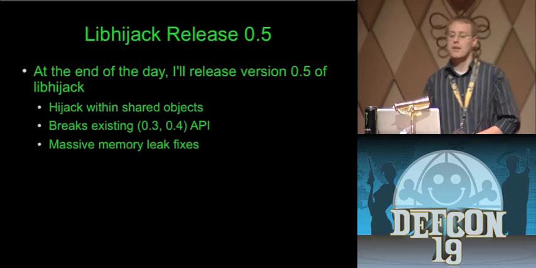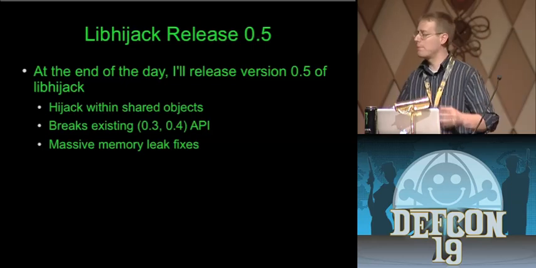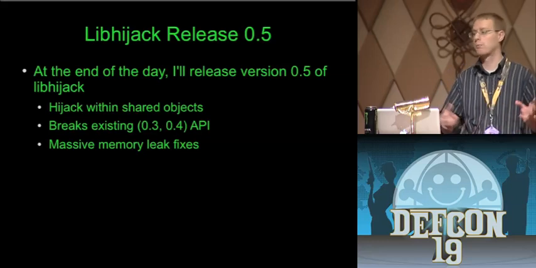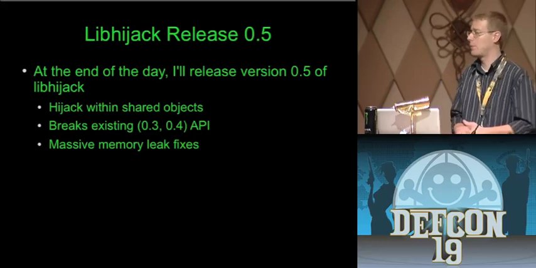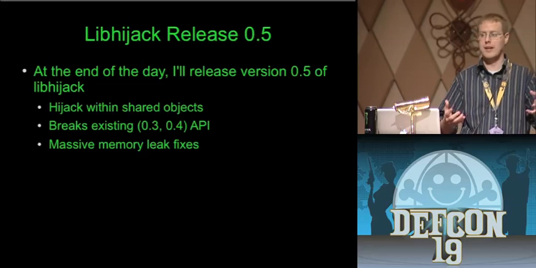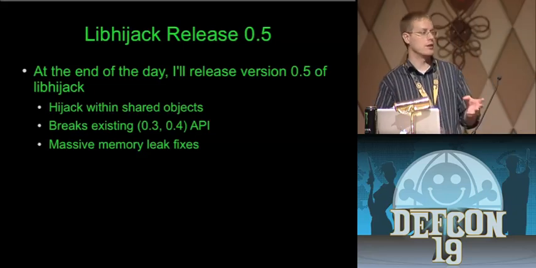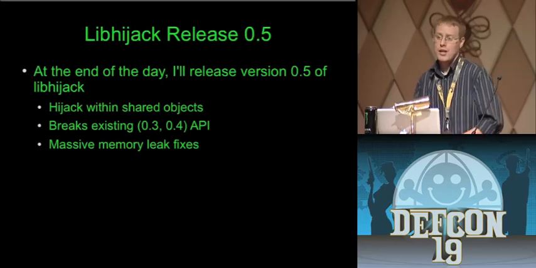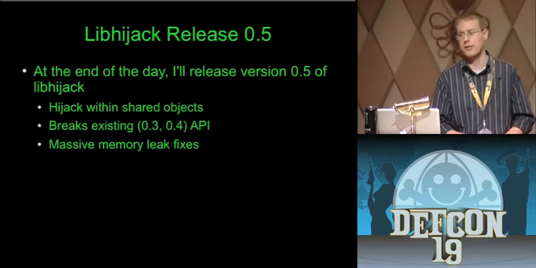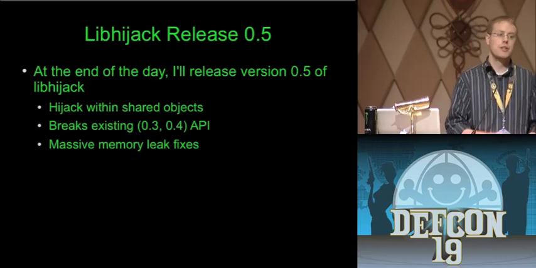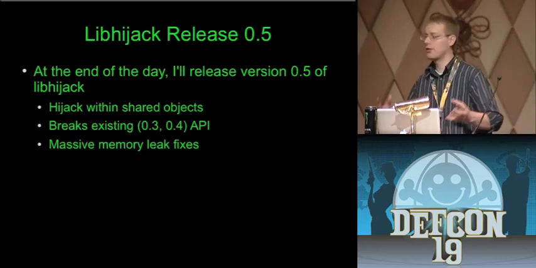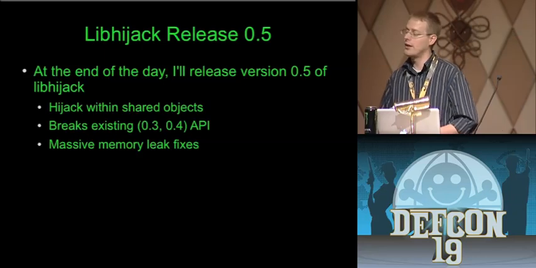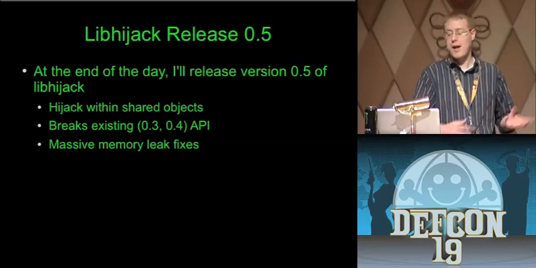Anyways, so I fixed some massive memory leaks. Before this release, the usage of libhijack was pretty limited. Its scope was pretty limited. It was mainly just hijacking major functions that your program calls. But now that you can hijack within shared objects, you can do whatever you want to do with libhijack. You could create a fuzzer, you could create some sort of hypervisor, you can do all sorts of things with libhijack. Its possibilities are limited only to your imagination.